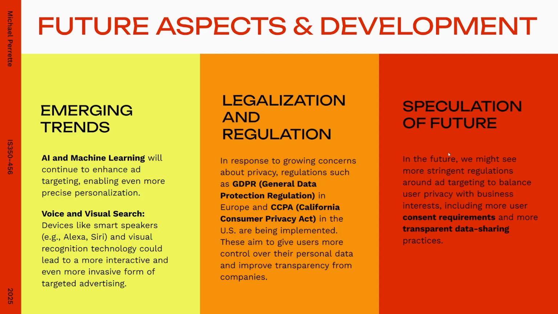Speculation of the future. In the future, we might see more stringent regulations around ad targeting to balance user privacy with business interests, and include more user consent requirements and more transparent data sharing practices. So this is the direction that we're heading through the research that I was doing. We can see that as technology continues to develop, the regulations are going to continue to tighten up because the more the technology develops, the line between okay and not okay is going to continue to grow. So that's where we're heading: increased transparency and requirements.